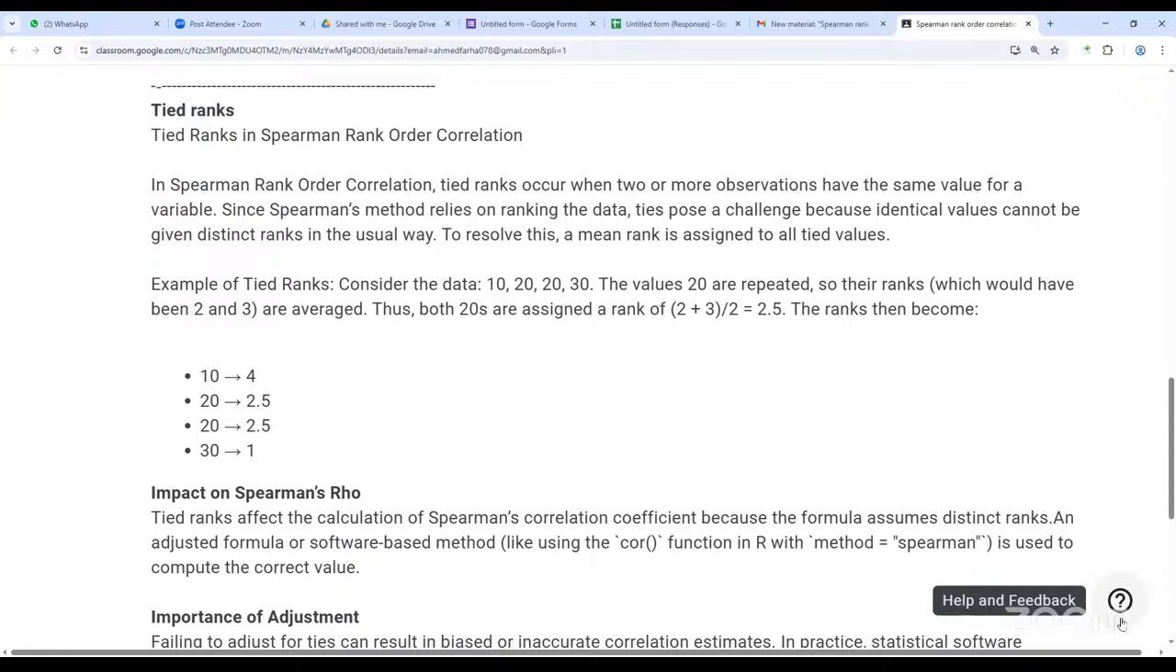The impact of ties: tied ranks affect the calculation of Spearman's correlation coefficient because the formula assumes distinct ranks, so an adjusted formula or a software-based method, like using the cor function in R with method Spearman, is used to compute the correct value.